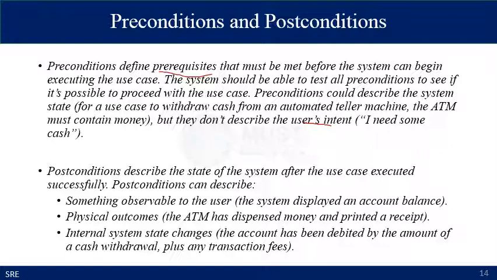On the other hand, post conditions describe the state of the system after the use case is executed. So, post conditions can describe something observable to the user. The system displayed an account balance or a message. A physical outcome such as an ATM dispensed money and printed a receipt, or an internal system state change. For example, the account has been debited by the amount of the cash withdrawal plus any transaction fees.